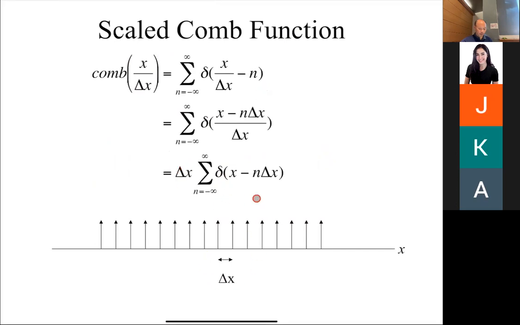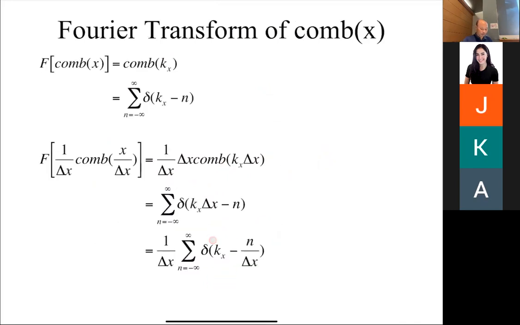And so we can just rewrite it like that. This is just a delta function spaced at delta x, okay? Now, there are these weird factors that come out because of how Dirac delta functions work. We're not going to worry about those too much. We're mostly going to be worried about the spacing, okay? So the spacing here is delta x.